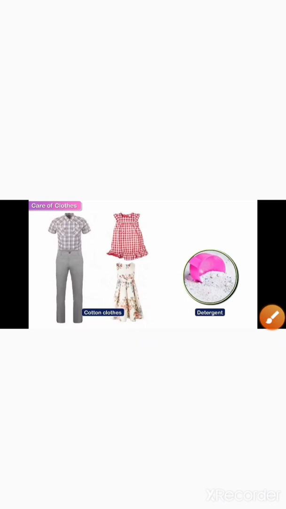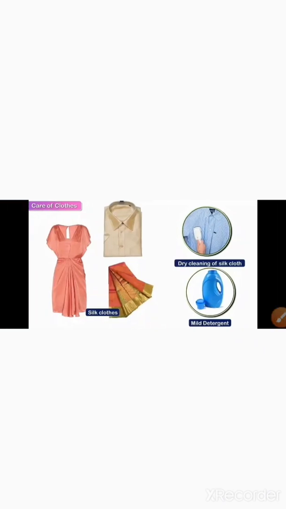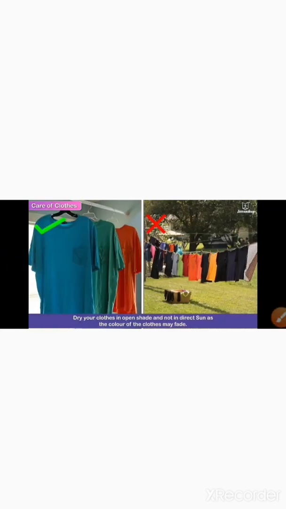So here first I am telling you that for cotton clothes we just use detergent powder, and silk clothes we just dry clean, or we use mild liquid detergent for washing silk clothes. And the second point which I have explained is that you should dry your clothes in open shade, and not in direct sun rays.